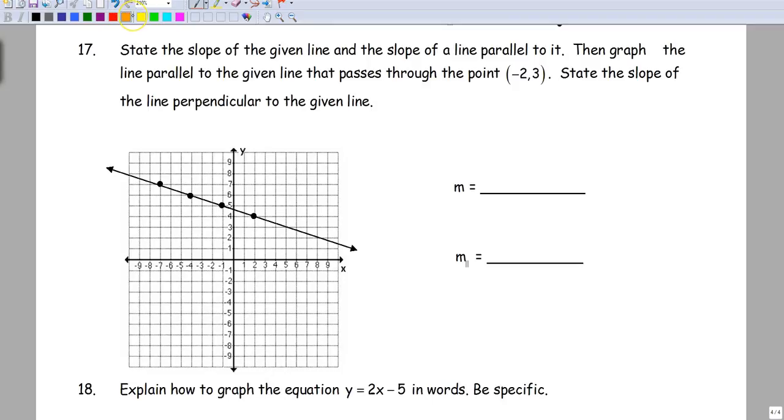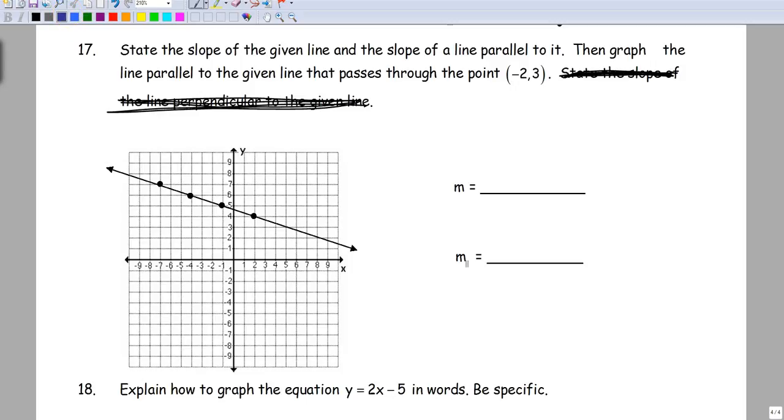Number 17, state the slope of the given line and the slope of a line parallel to it. Then graph the line parallel to the given line that passes the point -2, 3. This last part you can get rid of because we did not talk about perpendicular lines, and this should not be here. One less thing for you to do, right? You'll talk about perpendicular lines next year.